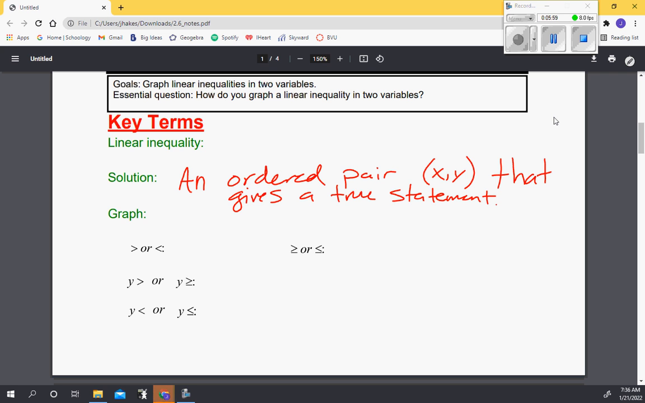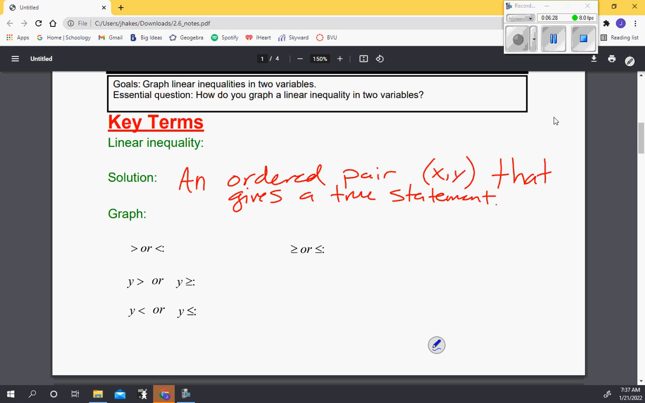Okay, so it's just an ordered pair x and y, that's a point, x, y, that gives you a true statement when you plug x and y in. Graphing. Again, I always like examples over writing down definitions.